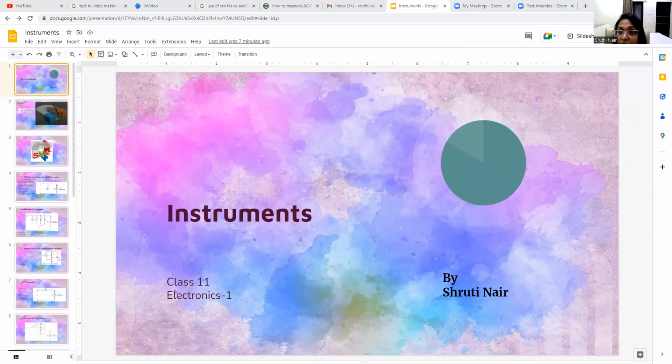So what we are going to see today is how to measure AC/DC voltage and current using a CRO. For those who don't know how a CRO looks, I want to quickly tell you. Now this is how a CRO panel looks. Please ignore the blue line over here. This is how the panel looks.